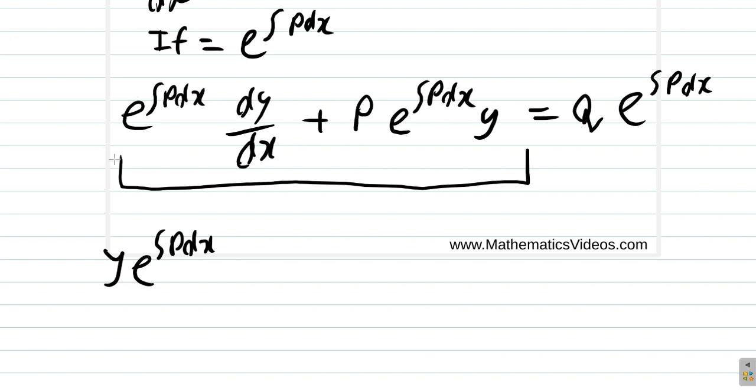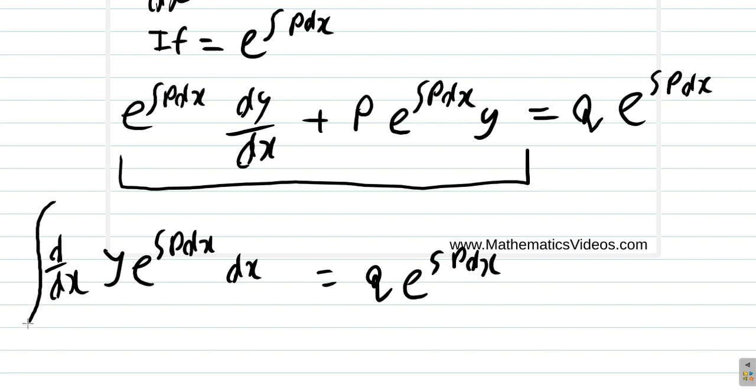So this is really what you differentiated and used the product rule to get the left hand side. Right? So you found d by dx of this, right, with respect to x. So d by dx of that with respect to x. And that, of course, would be equal to q e to the integral of p dx.